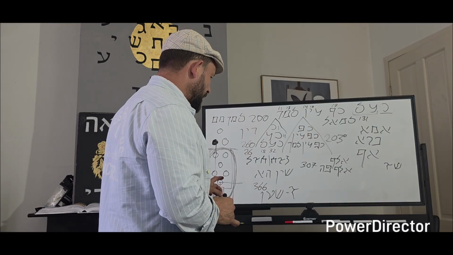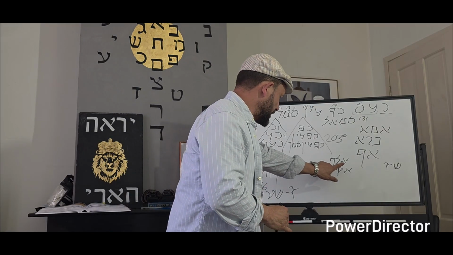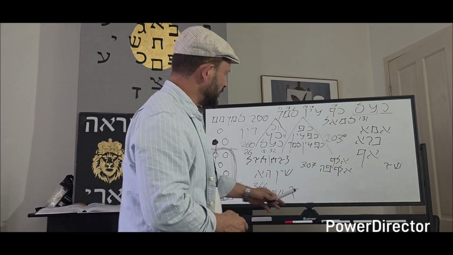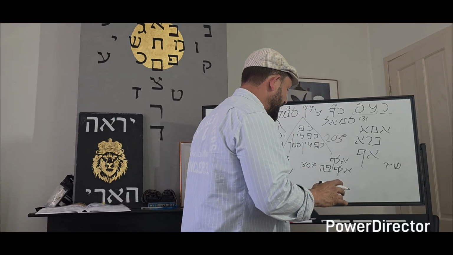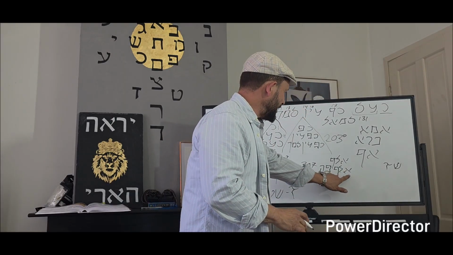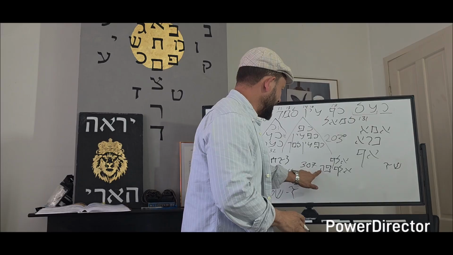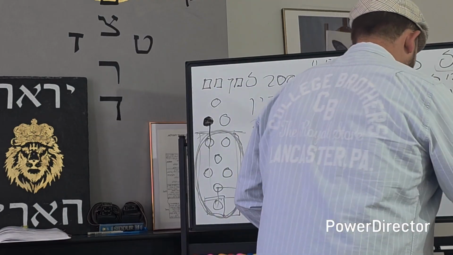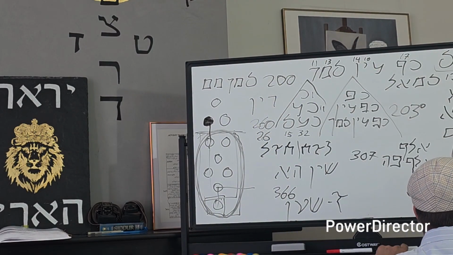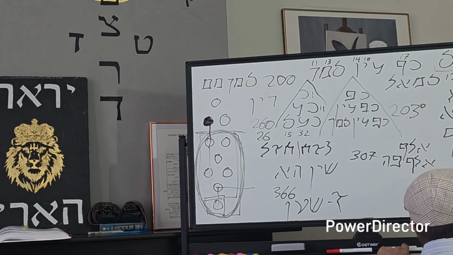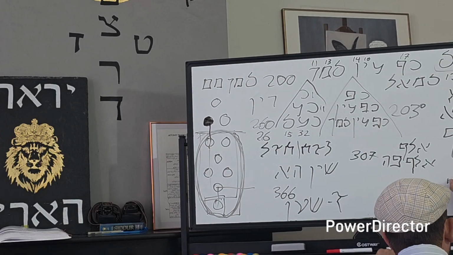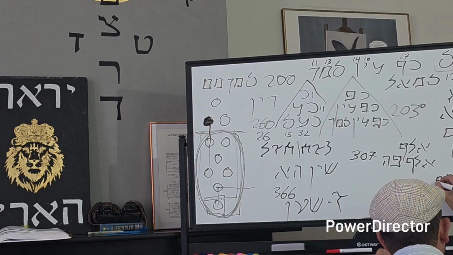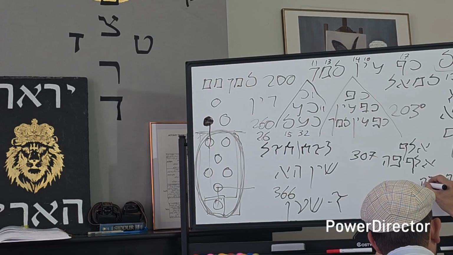The other way is to do the milui of the milui. So we had Aleph Fei, now we'll do Aleph Lamed Fei Fei Hey. So spelling out Aleph Lamed Fei Fei Hey. Okay? So we'll do that here. Aleph, Lamed, Fei, Fei Hey.